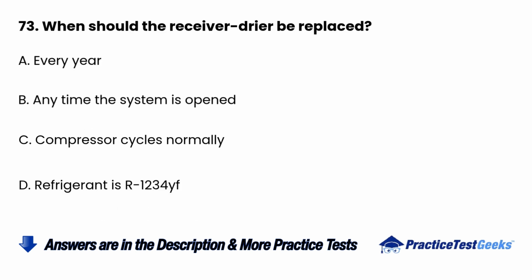73. When should the receiver dryer be replaced? A. Every year. B. Any time the system is opened. C. Compressor cycles normally. D. Refrigerant is R1234YF.